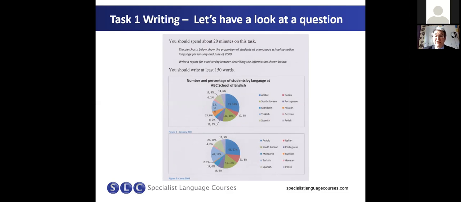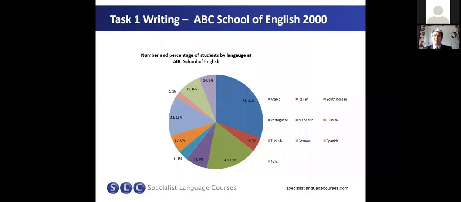Or you could say something like, Arabic was a large group, taking about 1/3 of the school numbers. So lots of ways you can present this data. You'd certainly be able to write 150 words with this amount of information. Okay. So looking at this in more detail, there are quite a number of plots. This is for one of the months. How could you compare these across?